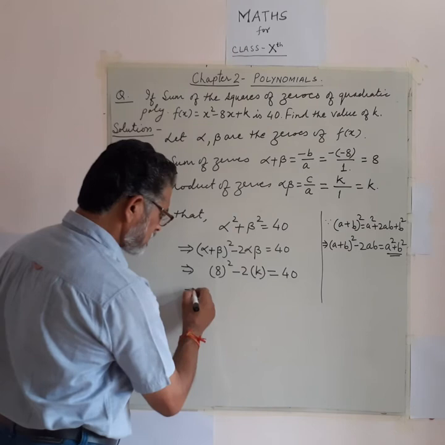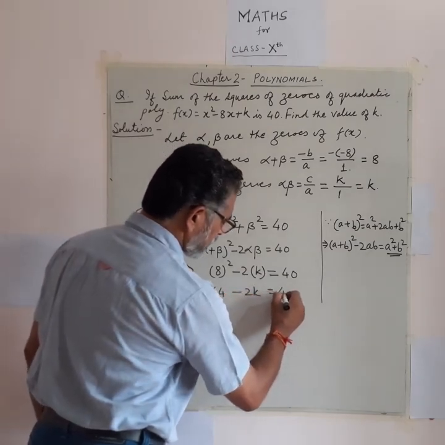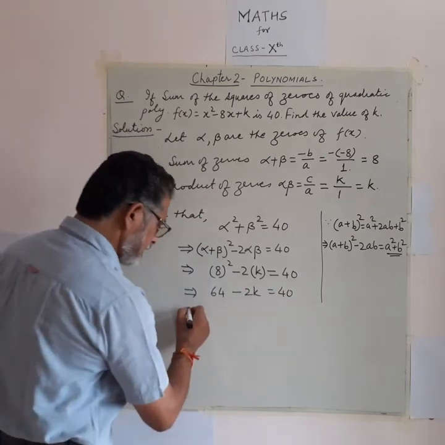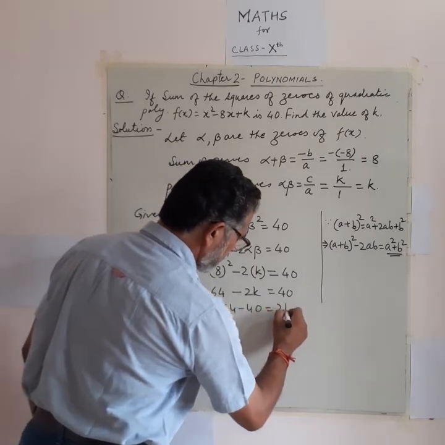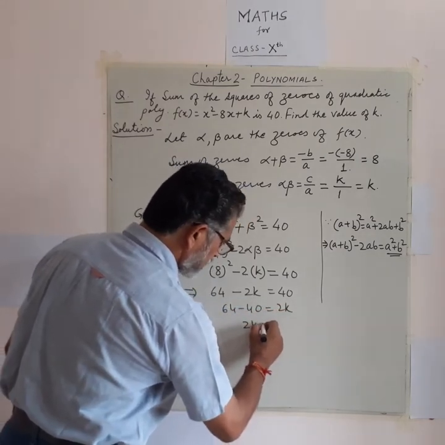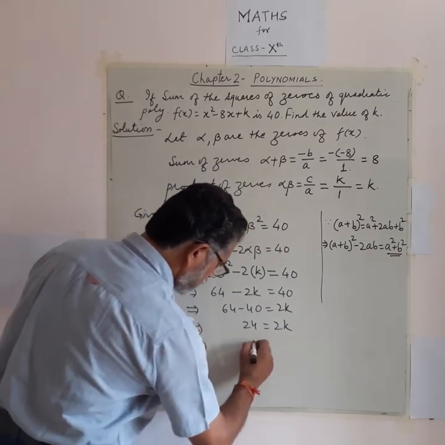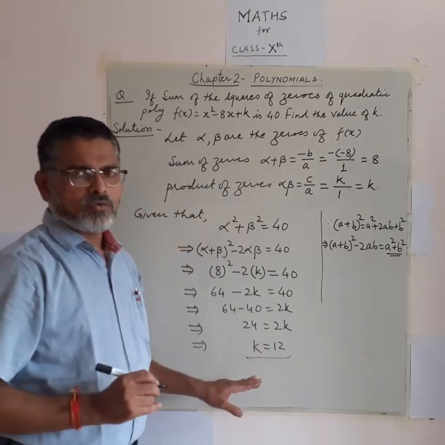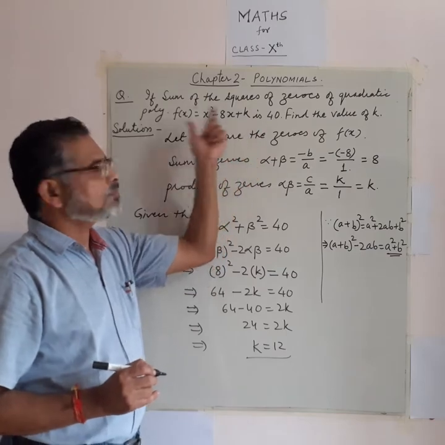Now this becomes 64 minus 2k is 40. If we transpose 40 to the left and minus 2k to the right side, what do we have? 64 minus 40 is 2k, which is 24 equals 2 into k, which gives k equals 12. So this is the value of the unknown term, that is k, in the polynomial.